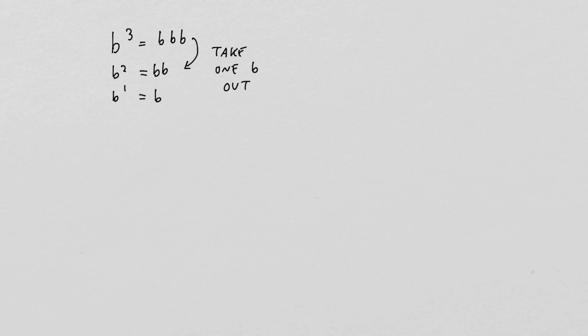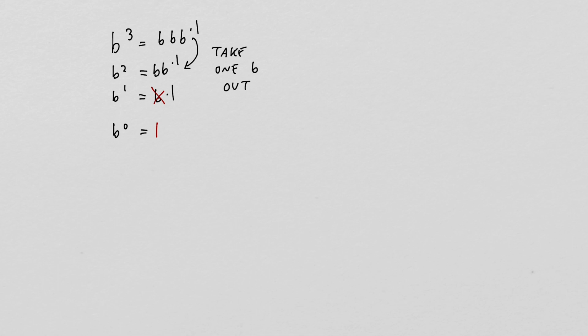Well, by using this logic, what would be b to power 0? We wouldn't have any factor b there, but we can imagine that in all of these products there is a factor 1. If we take this b out from here, we will just get 1.